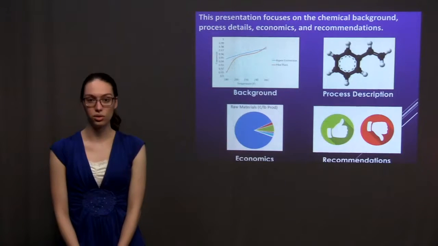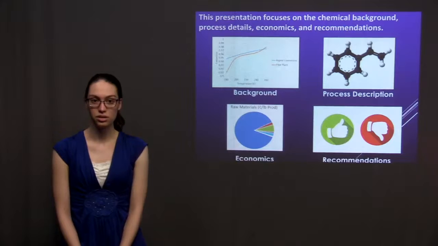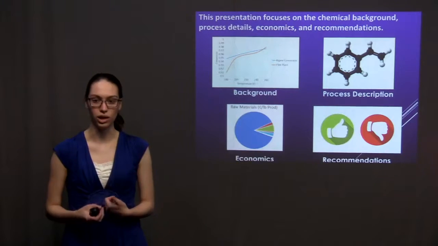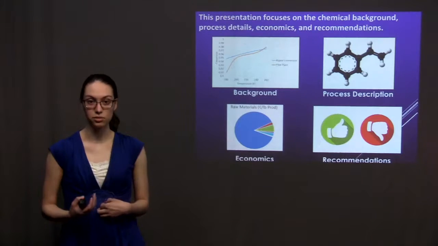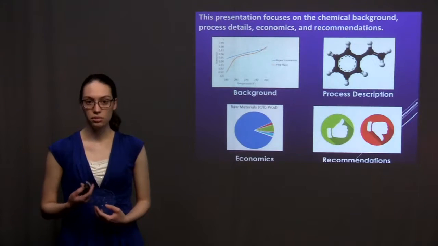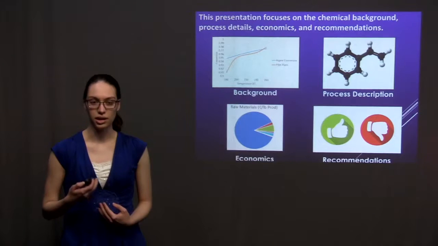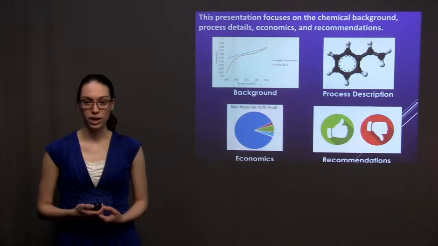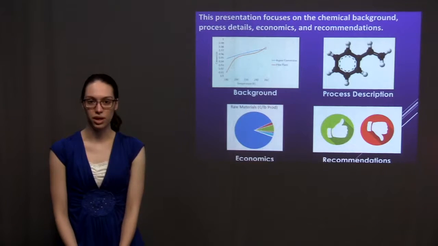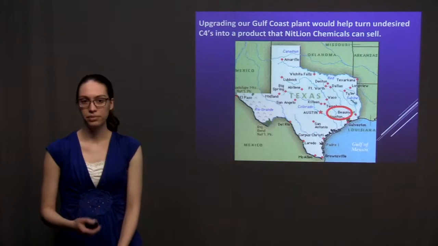So our presentation is going to focus on several different things. That includes the chemical background, so kind of who we are, why we're doing what we're doing, and the chemical basis for the design. The details of the process, so the nitty-gritty of exactly what is in our design. Our economic analysis, where we determined whether it would be economically feasible to produce styrene in this way, and our recommendations for the future of the project.